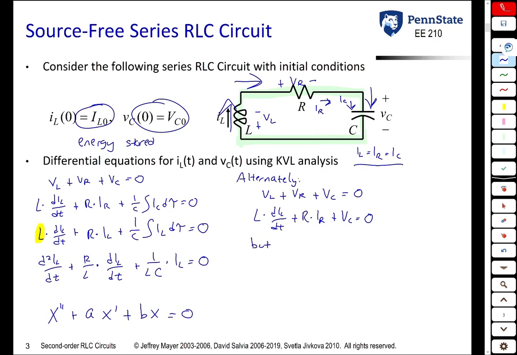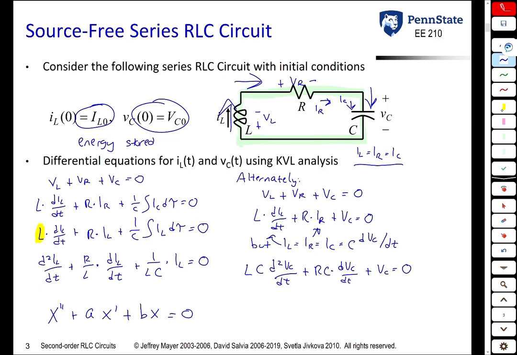But what do we know about IL and IR? IL equals IR equals IC, and IC is equal to C dVC/dt. So we can plug this into here and into here to get the following. You get LC times the second derivative of VC plus RC times the first derivative of VC plus VC is equal to 0.